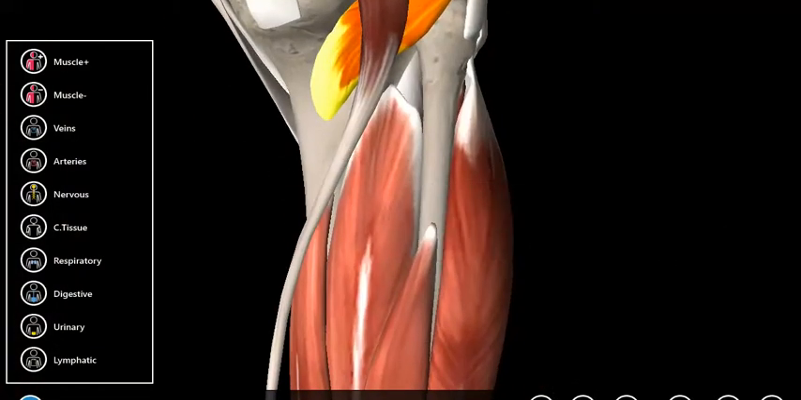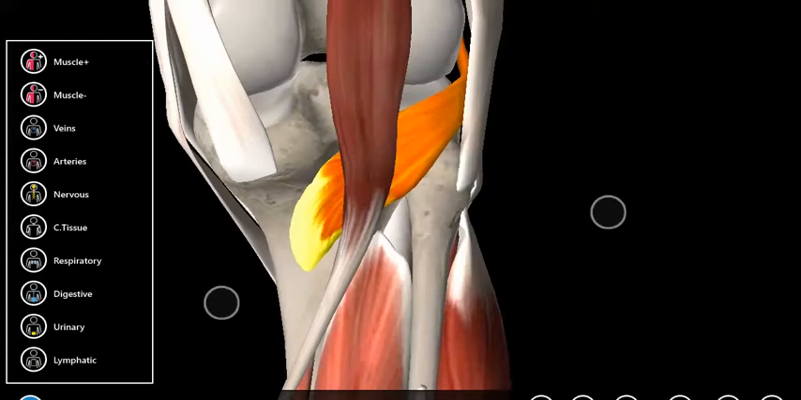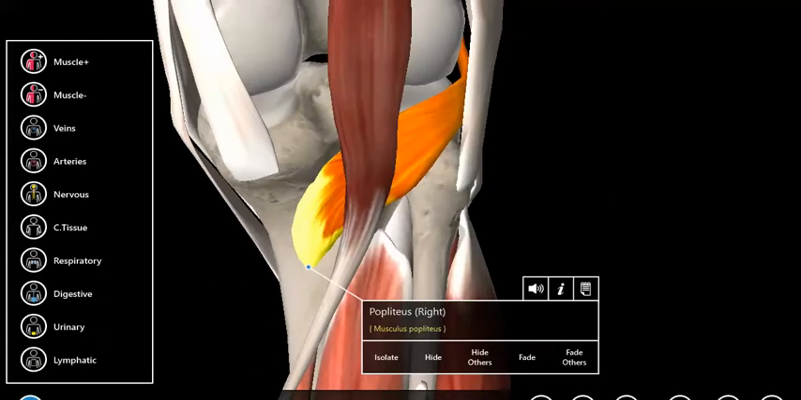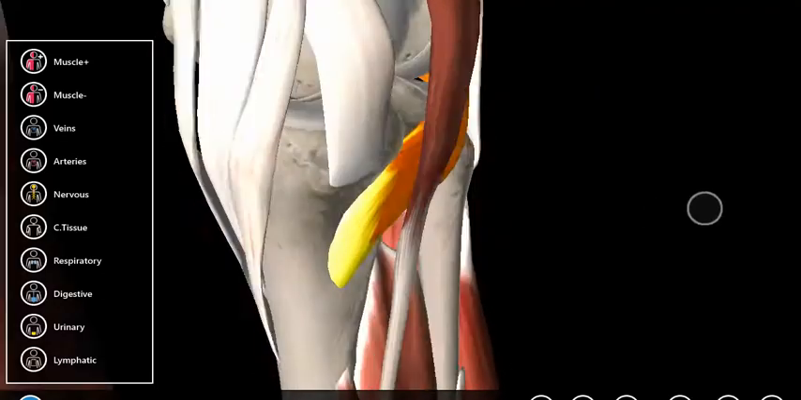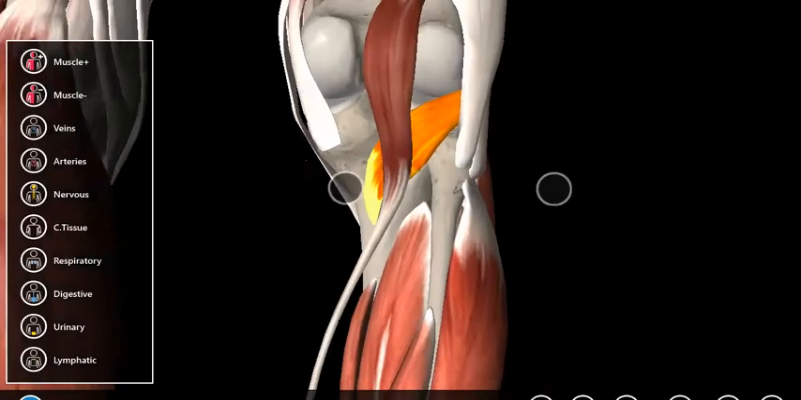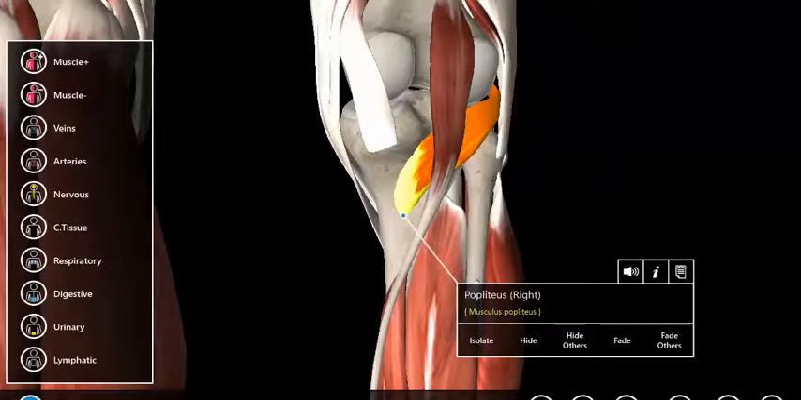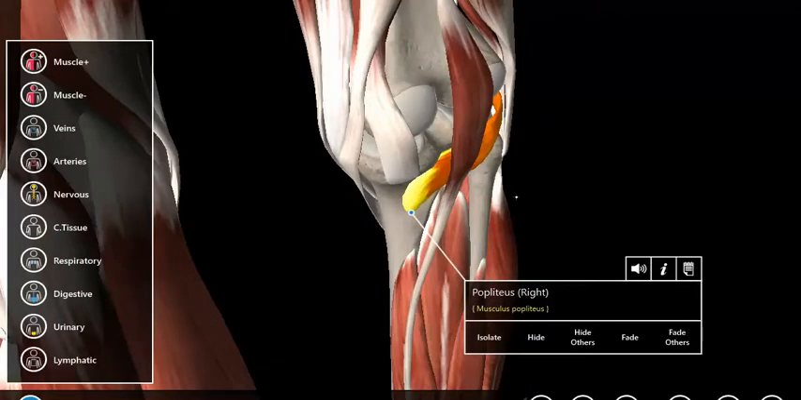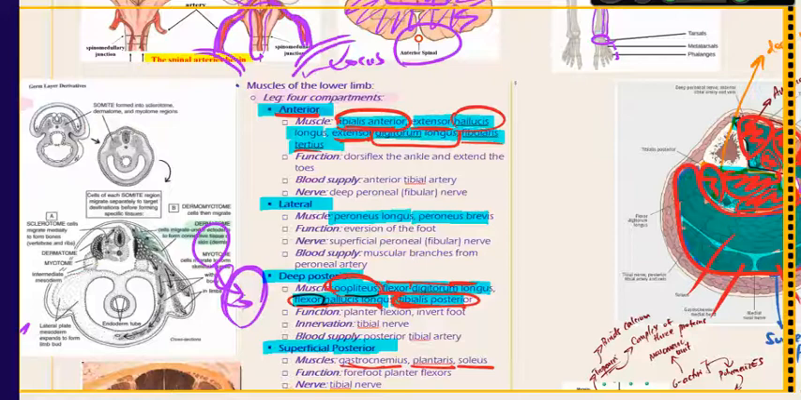So it's right there. You see it? And that's the popliteus. It's right behind your knee, on top of the pop, around the popliteal fossa, right? It makes sense. Logical. That's how you guys should be thinking about it: try to make logical sense out of it.